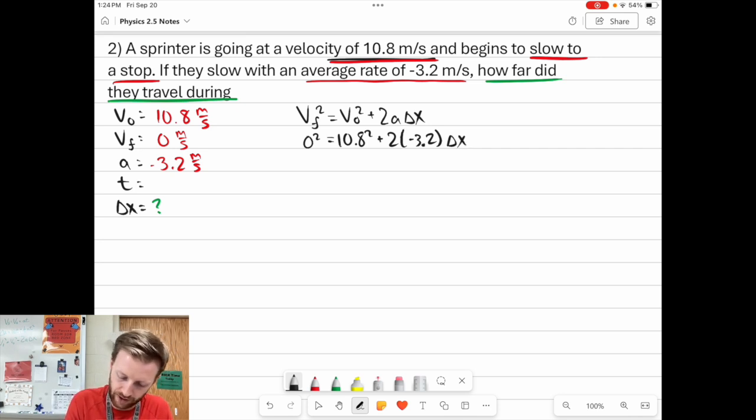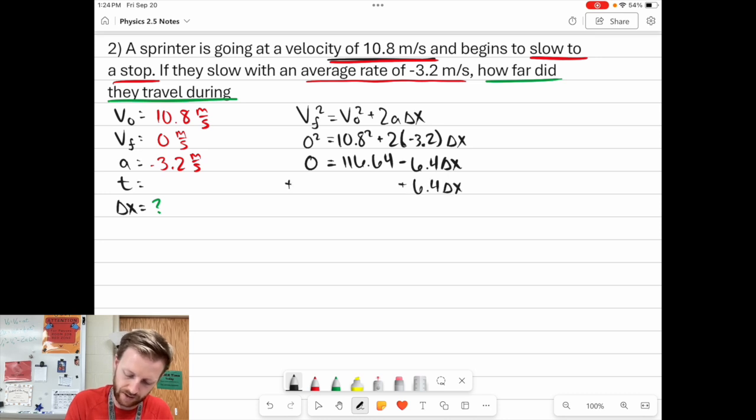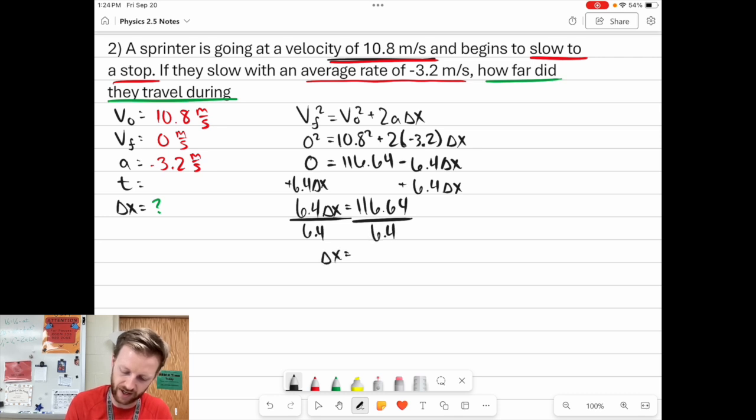Well, then I'm going to go ahead and solve some of this out real quick. So 0 squared is 0. 10.8 squared is 116.64 minus 6.4 delta x. And from this point, it's just algebra. So I'm going to add 6.4 delta x to both sides because I don't like negatives. And I'm going to divide both sides by 6.4. And that's going to get me a delta x value of 18.23 meters.